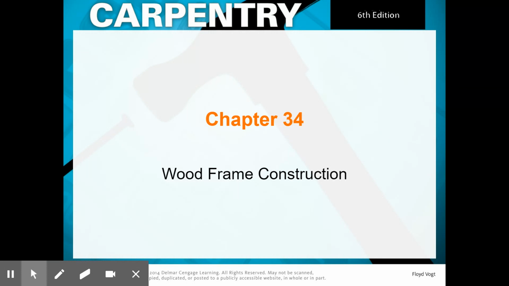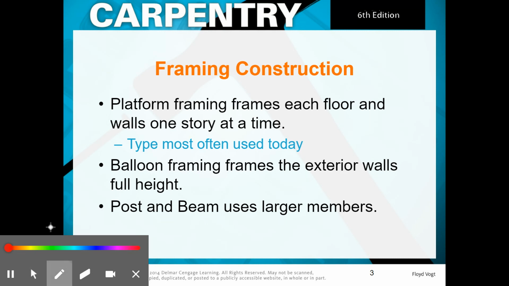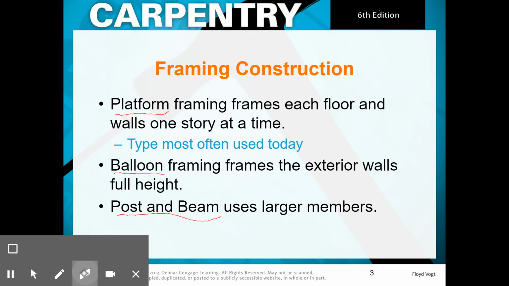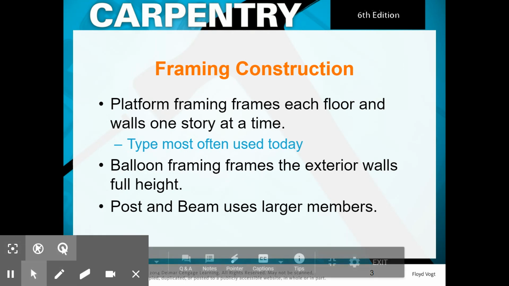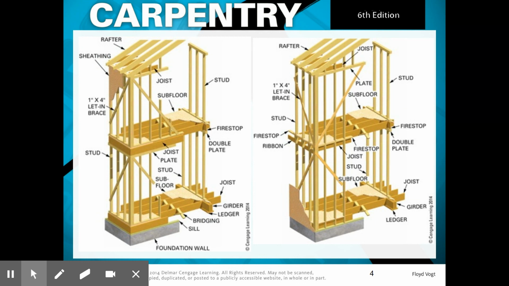Today we're going to be looking at Chapter 34, Wood Frame Construction. So some of the types of framing construction that we're going to go over are platform framing, balloon framing, and post and beam framing. So first we're going to go over the differences between platform framing and balloon framing.